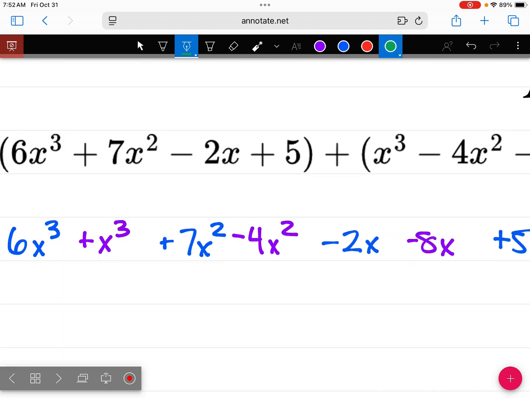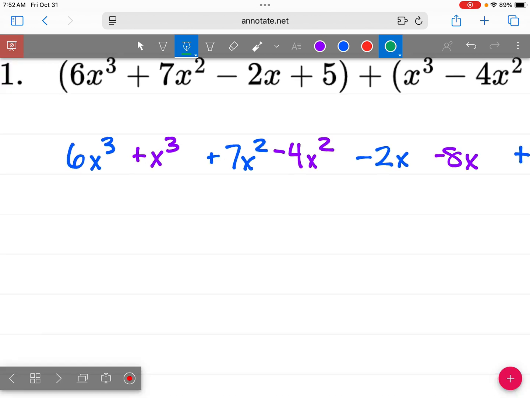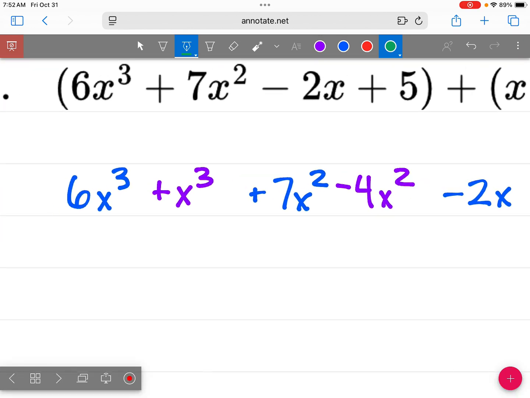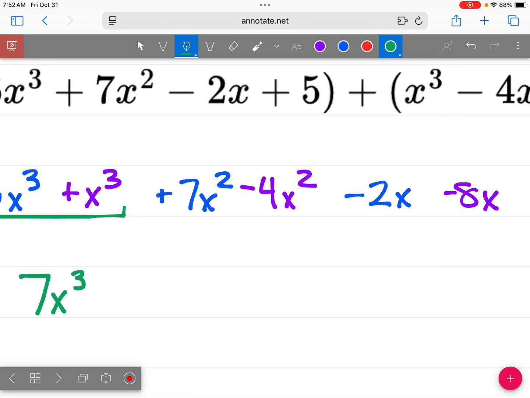So when we're adding these together, we're going to wind up with something that looks like a polynomial. It's going to look like we didn't do much. We're just combining our like terms. Our 6x cubed plus x cubed gives us a 7x cubed. Then we have our 7x squared minus 4x squareds. So 7 apple trees minus 4 apple trees.